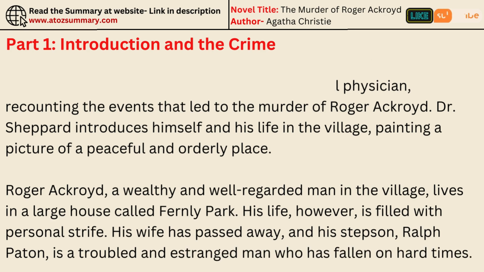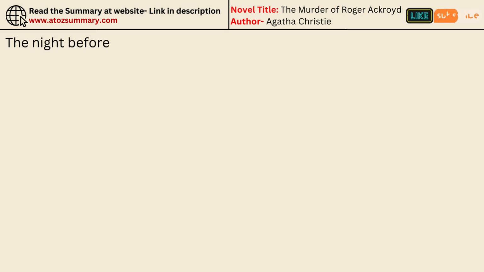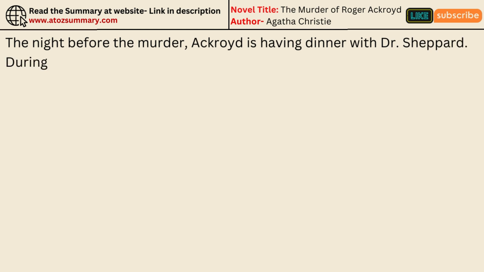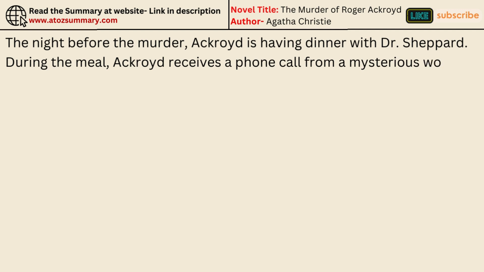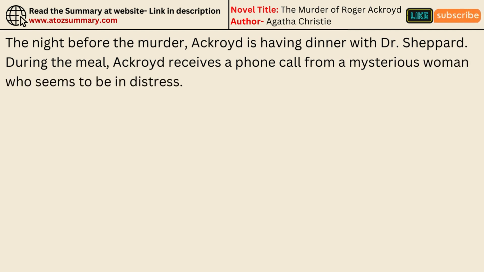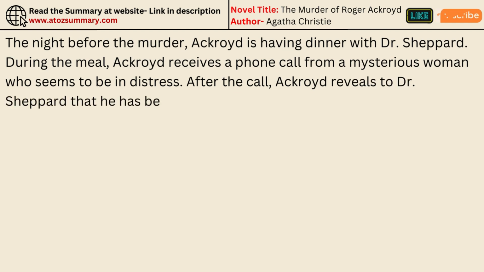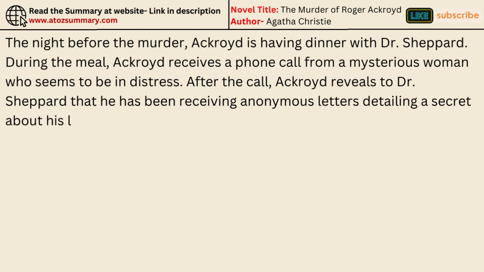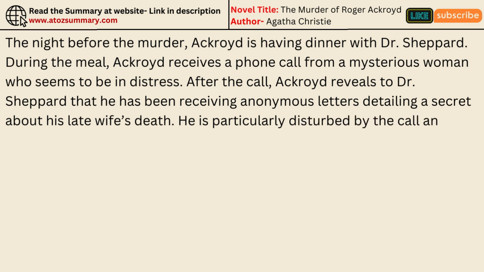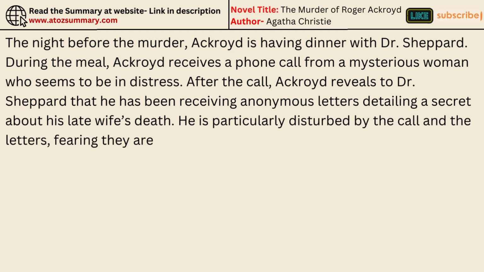The night before the murder, Ackroyd is having dinner with Dr. Shepherd. During the meal, Ackroyd receives a phone call from a mysterious woman who seems to be in distress. After the call, Ackroyd reveals to Dr. Shepherd that he has been receiving anonymous letters detailing a secret about his late wife's death. He is particularly disturbed by the call and the letters, fearing they are connected.